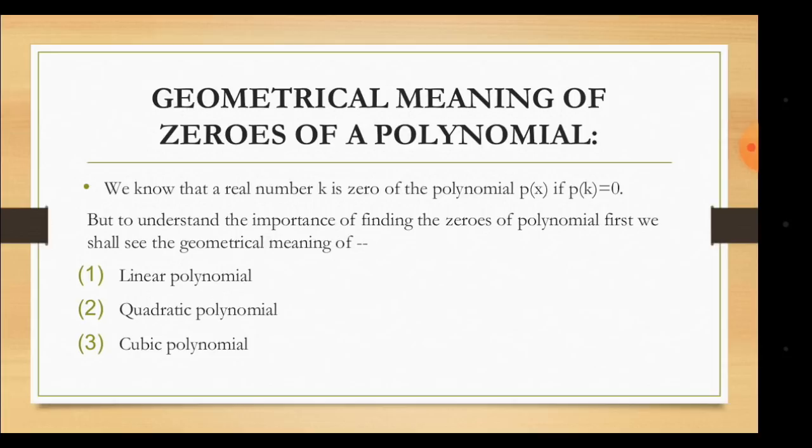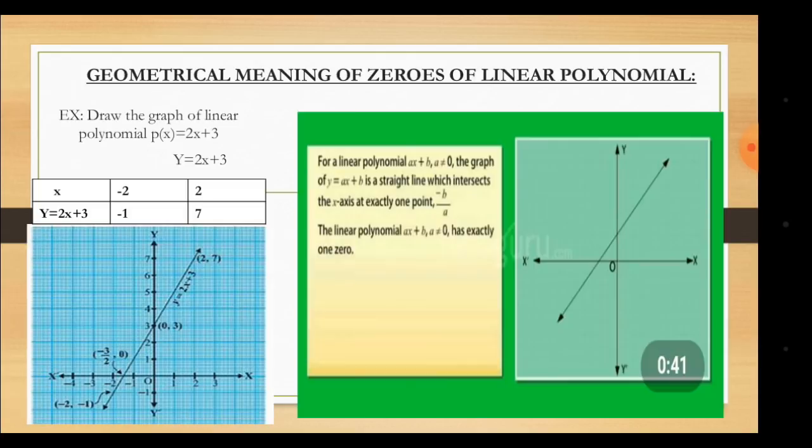So we have to see first the geometrical meaning of zeros of linear polynomial. We will start this topic with one example. See here, example is given. Draw the graph of linear polynomial p(x) = 2x + 3. That polynomial we can rewrite as equation y = 2x + 3.